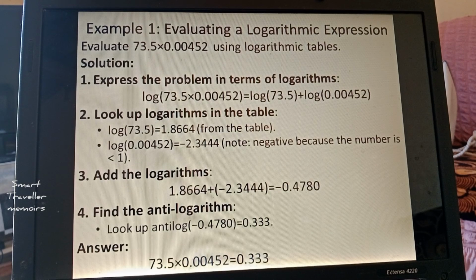Find the antilogarithm: look up the antilog of negative 0.4780, and it is 0.333. So the answer is 73.5 times 0.00452 equals 0.333.